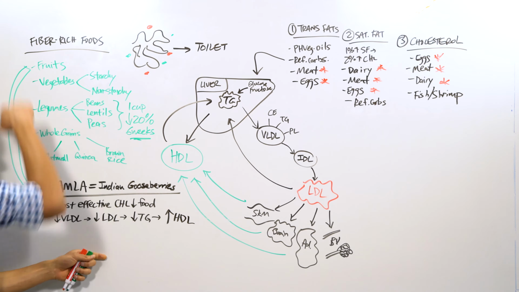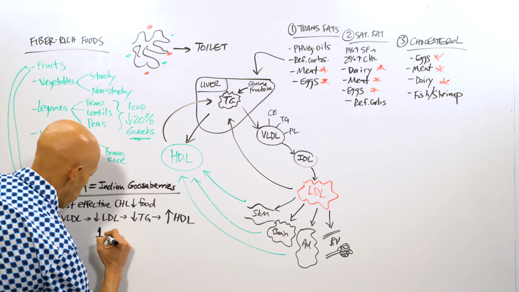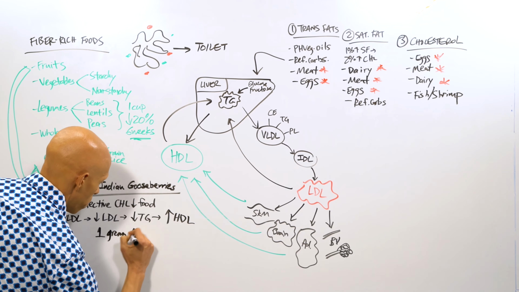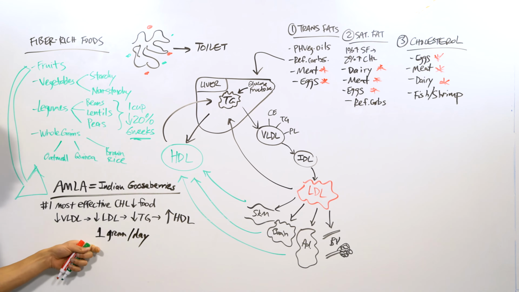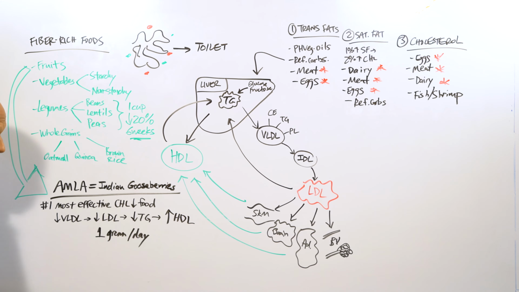So in addition to a whole food plant-based diet, adding small amounts of amla, as little as 1 gram per day, can have a potent cholesterol-lowering effect. This combination right here happens quickly and is very effective.